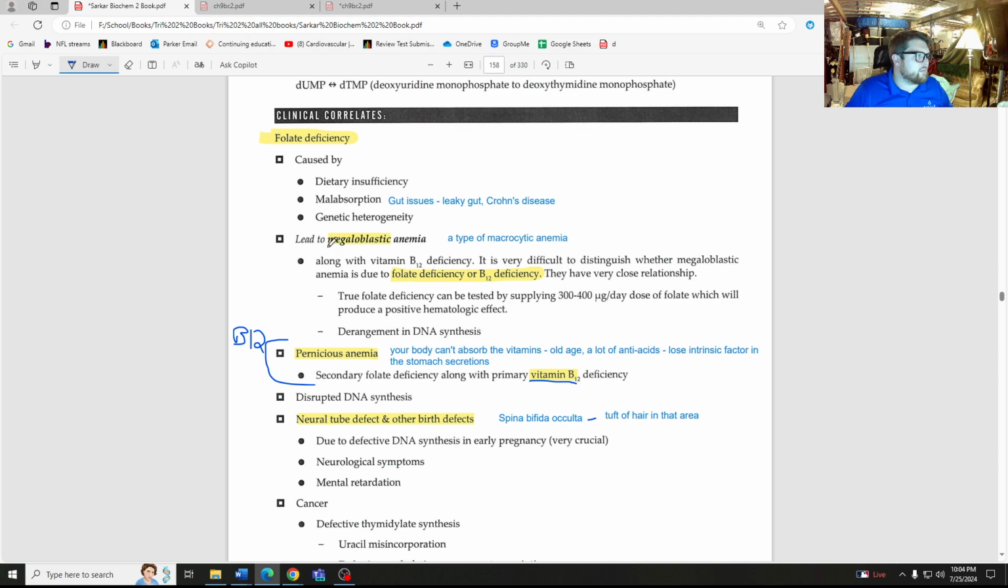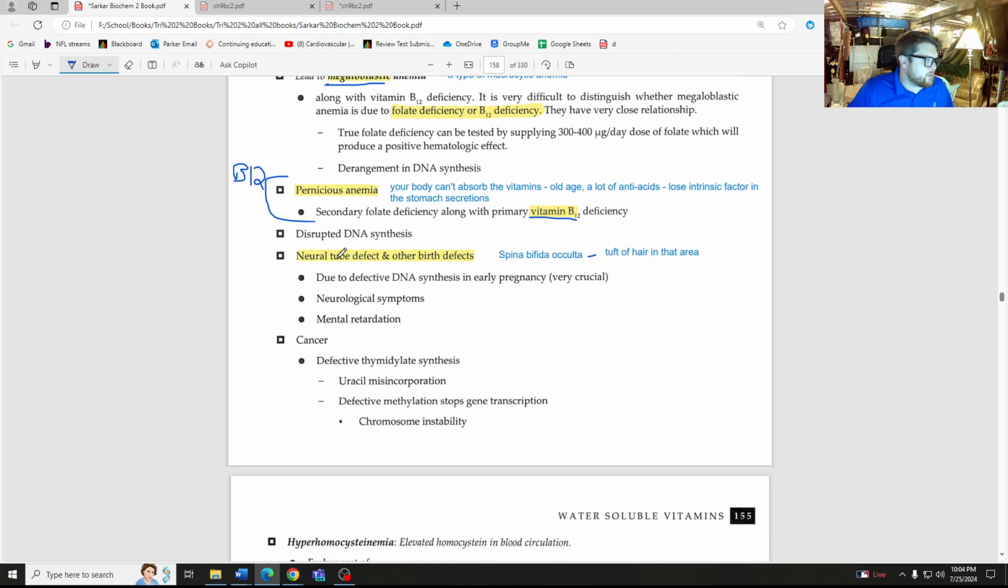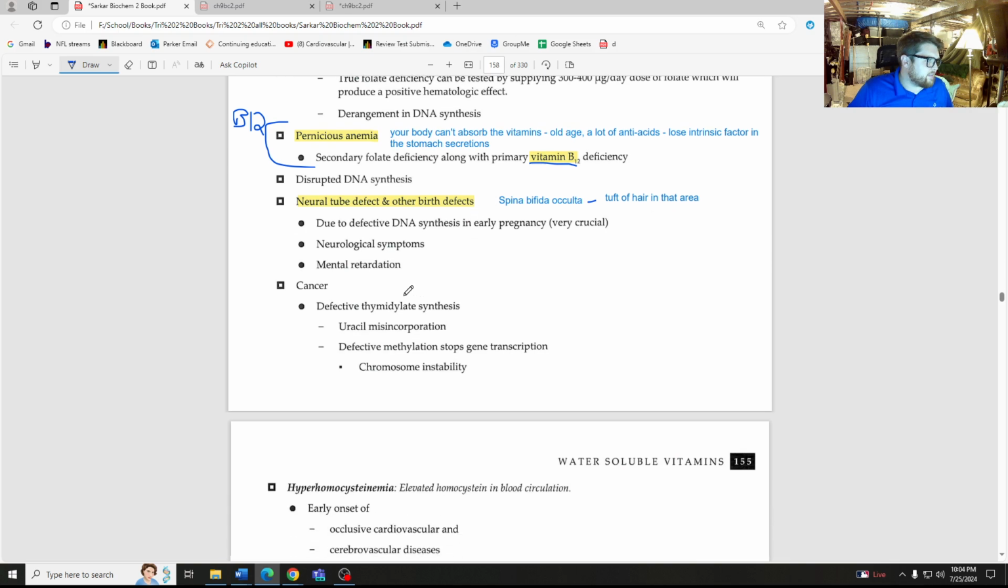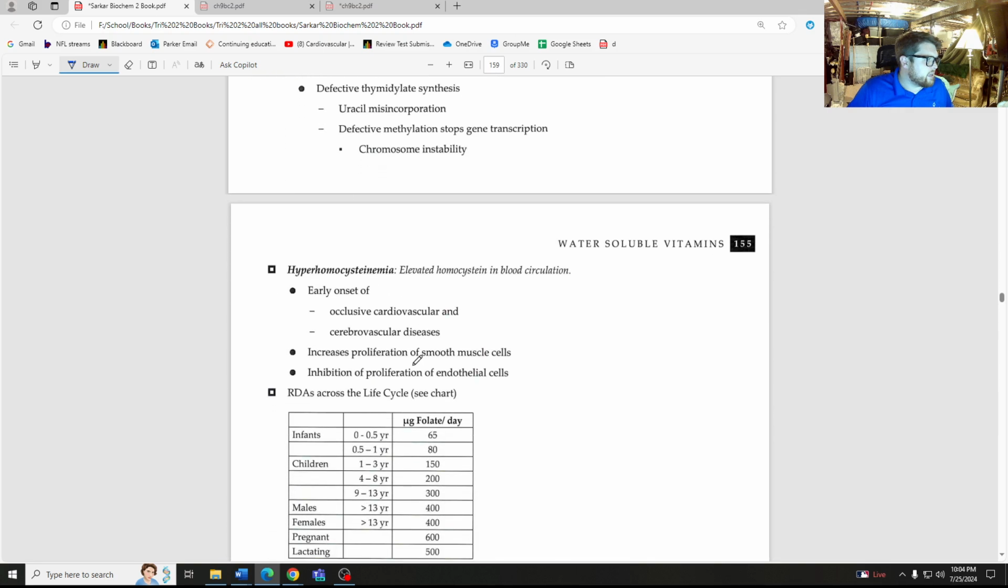If they talk about B9 and your choices are between megaloblastic anemia versus pernicious anemia, I would pick megaloblastic anemia over pernicious anemia, talking about vitamin B9. We talked about the neural tube defects and other birth defects. It also can be related to cancer, the hyperhomocysteinemia, the elevated homocysteine in the blood circulation.